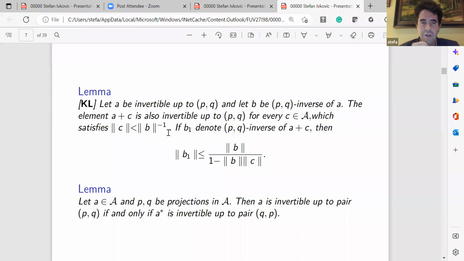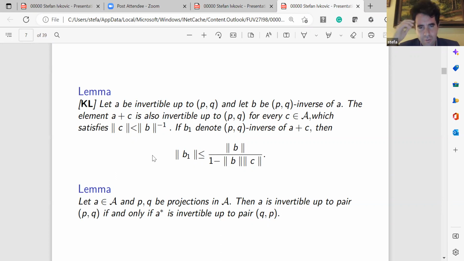Now a very essential property which they obtained is concerning openness. They will use it for the openness of the set of Fredholm type elements. So it turns out that if A is invertible up to a pair of these projections, fixed projections P and Q, then if you take a C in A such that C in the norm is sufficiently small, then A plus C will be invertible up to the same pair P Q. So this is a very, very useful property. And the reason for mentioning their result is because I also apply it very often in my results later, as I will explain. And also if you denote by B1 the PQ inverse of A plus C, then you can also estimate B1, but I do not need that. But really what I need is the openness with respect to the same pair of projections.